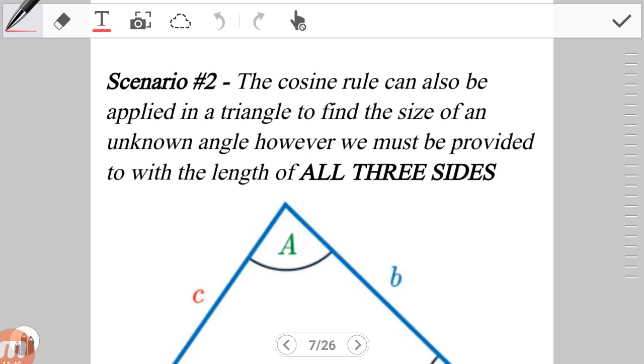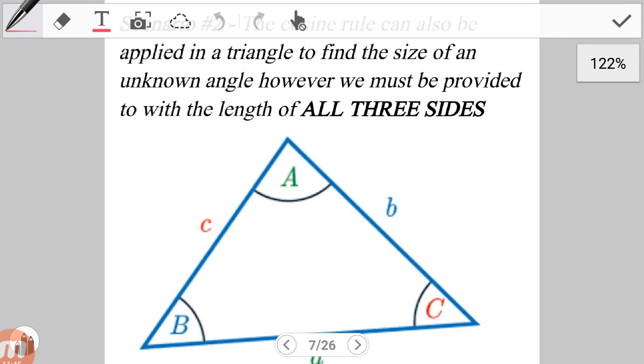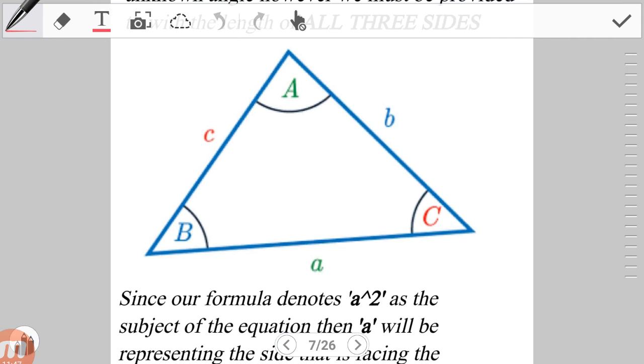However, we must be provided with the length of all three sides. So we could be looking for the angle A, or possibly the angle B, or the angle C. Now, if we are looking for the angle, say, angle C, then notice here that we are provided with A, B, and C. We are provided with those three sides.